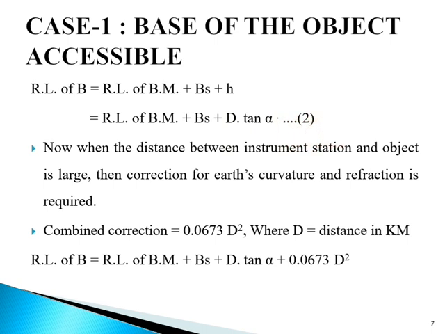Now when the distance between instrument station and object is large, then correction for earth curvature and refraction is required, as we discussed earlier. So the combined correction will be 0.0673 d square, where d is the distance in kilometers. So reduced level of B, or RL of B, is equal to RL of benchmark plus BS plus D tan alpha, and the correction which is required we have added. So here only one term is added, which is the combined correction 0.0673 d square, okay.